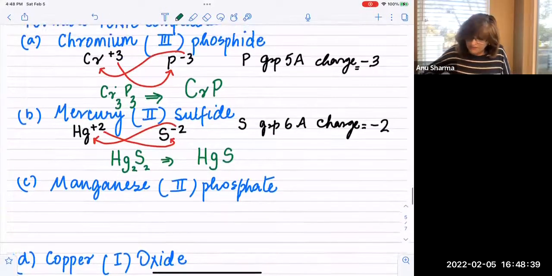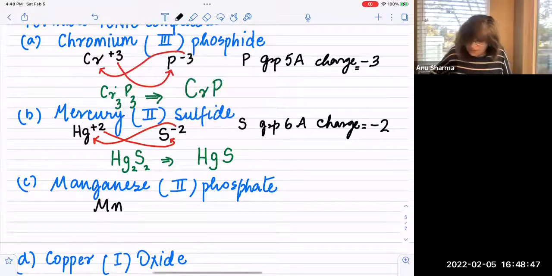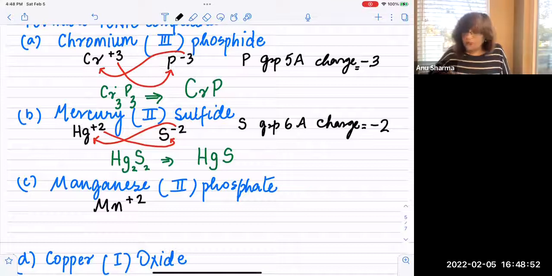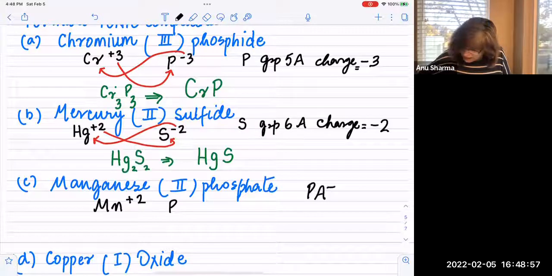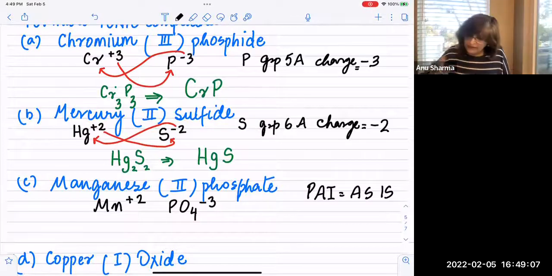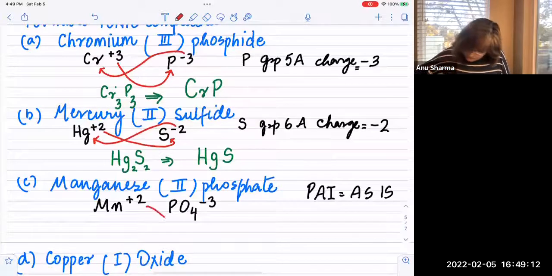All right, next is manganese(II) phosphate. So we will write manganese as Mn, with 2 meaning +2, and write down the formula for phosphate. For polyatomic ions, you just write their formulas as is. So phosphate is PO4 with -3 charge. Write down the whole thing. Next is crisscross: this 2 goes here, and this 3 comes here.